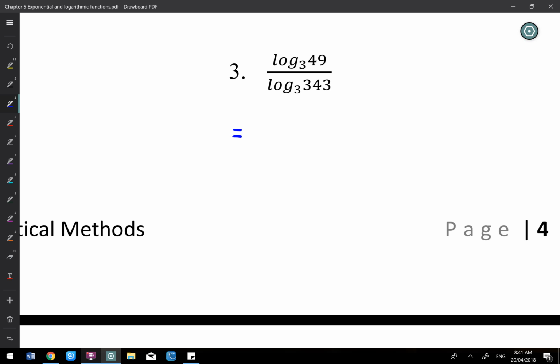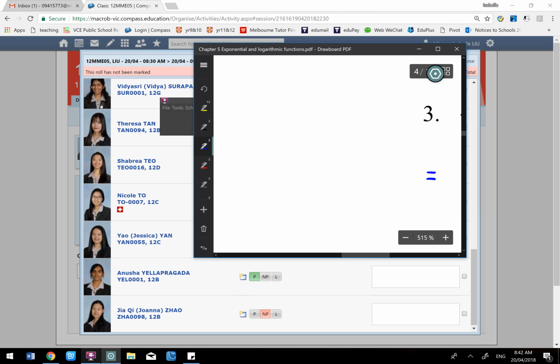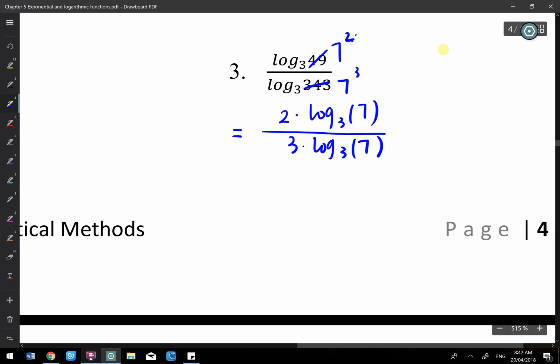Let's think about which one we can use. We can't use number 1, we can't use number 2, but we can use number 3 for top and bottom. So 49 is 7 to the power of 2, and 343 is 7 to the power of 3. So what we can do is 2 times log 7 over 3 times log 7. Log 7 is the same thing on both top and bottom. You cross that out, and you have 2 over 3 here.